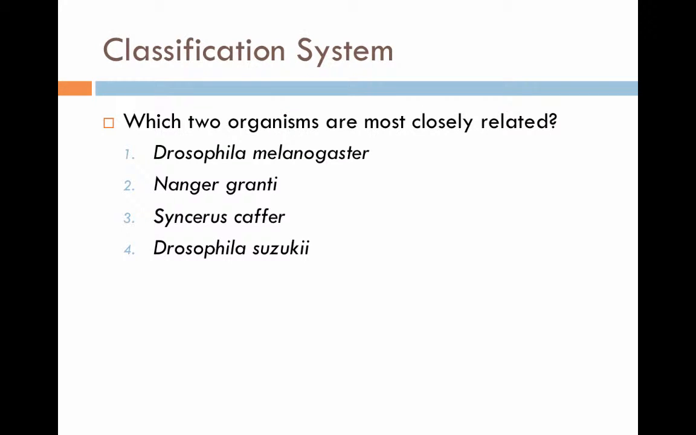You have to look to find which two organisms share their genus name. Their genus name is kind of like their last name. It's the group that they both belong to. The two most similar organisms are number 1, Drosophila melanogaster, and number 4, Drosophila suzukii.